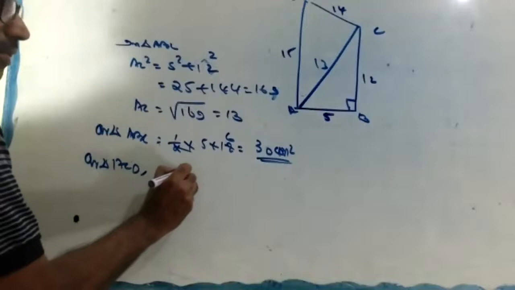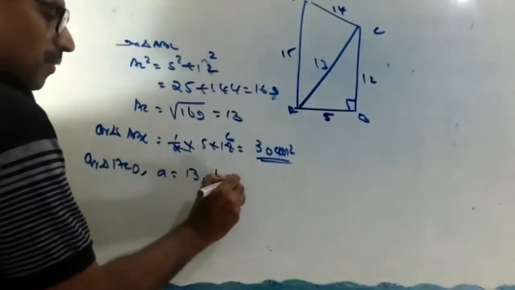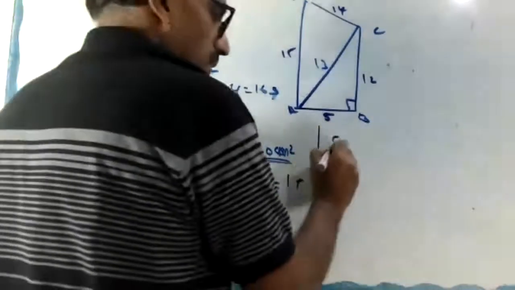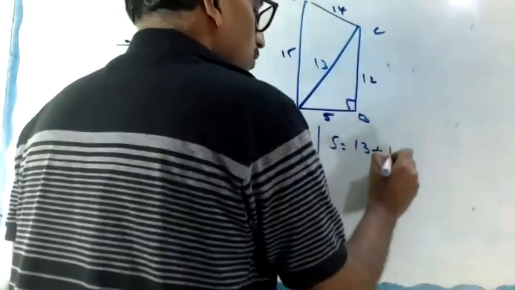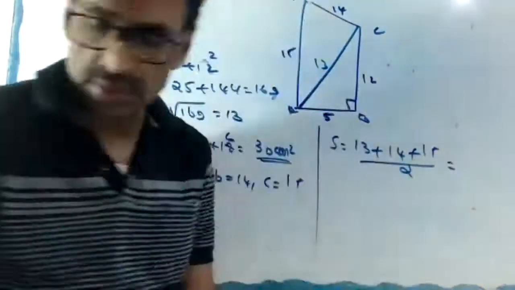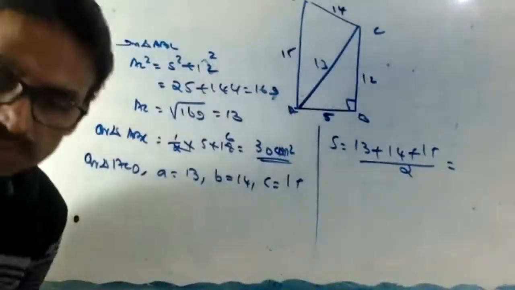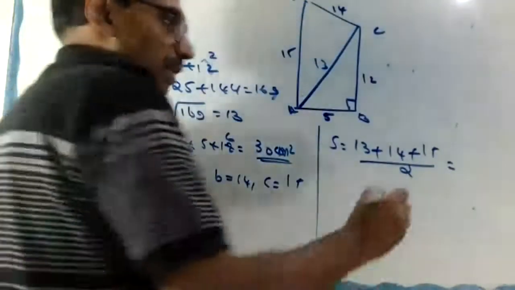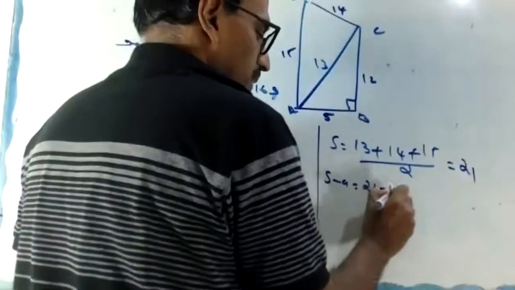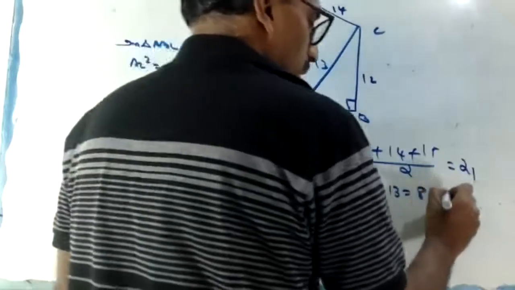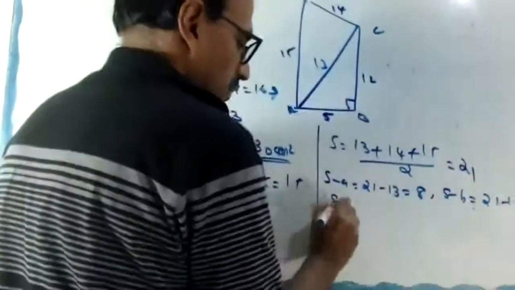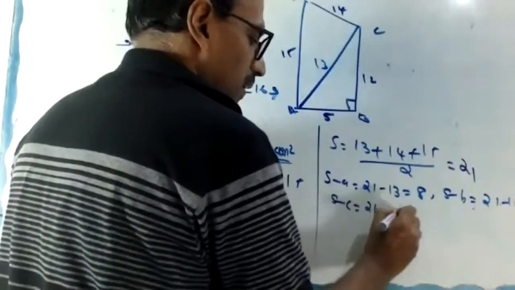Then area of triangle ACD. Okay, A equal to 13, B equal to 14, C equal to 15. So S equal to 13 plus 14 plus 15 divided by 2. How much this one? We all got how much this one? 21. Sure, no? Okay. Then S minus A, 21 minus 13 equal to 8. S minus B, 21 minus 14 equal to 7. S minus C, 21 minus 15 equal to 6.